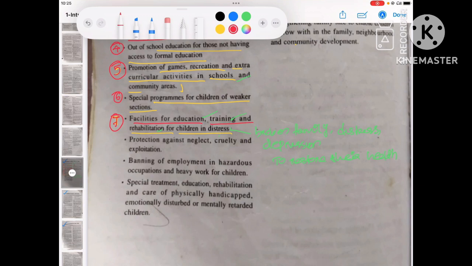Then the eighth principle is protection against neglect, cruelty and exploitation.